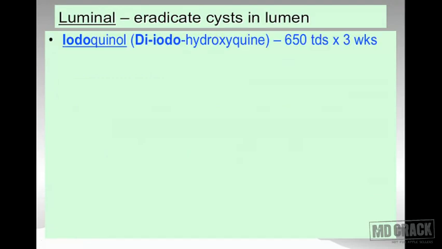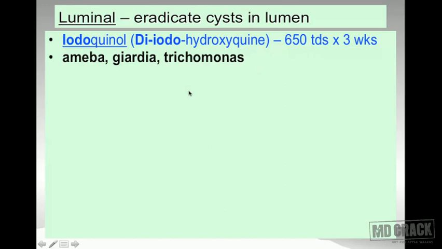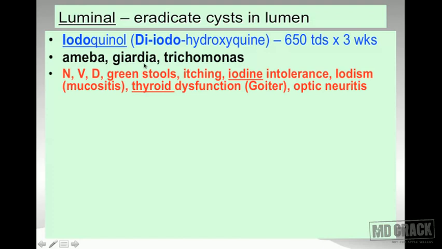Amongst the other luminal amebicides, you have iodoquinol or diiodohydroxyquin, used in the dose 650 milligrams 3 times a day for 3 weeks. This is useful not only against amoeba, it's useful against giardia, and is also useful against trichomonas. This drug produces certain typical adverse effects: gastrointestinal intolerance, nausea, vomiting, diarrhea, green stools and itching. Plus, it produces iodine intolerance and produces iodism in the form of mucositis, and can produce thyroid dysfunction in the form of goiter. It can also produce optic neuritis.